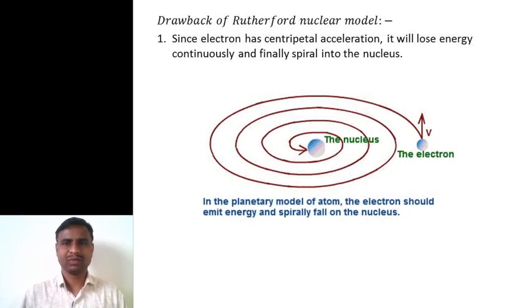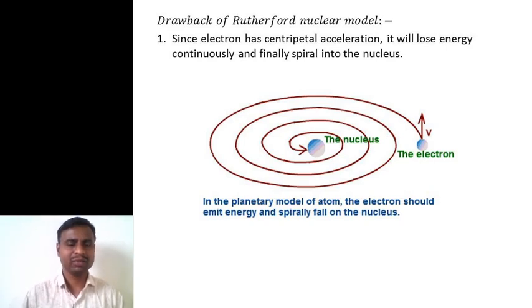What are the drawbacks of the Rutherford nuclear model? Since the electron is accelerated by a centripetal force, it will lose energy continuously and finally spiral down into the nucleus. Since the electron is moving in an orbit around the nucleus, and this motion is accelerated motion, it continuously radiates energy, and due to radiation of energy, the total energy of the electron gets reduced, and ultimately the electron collides with the nucleus.